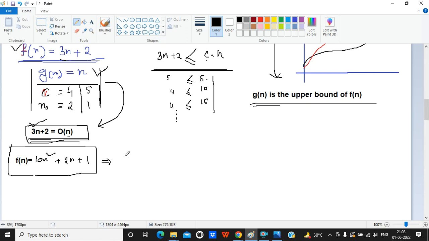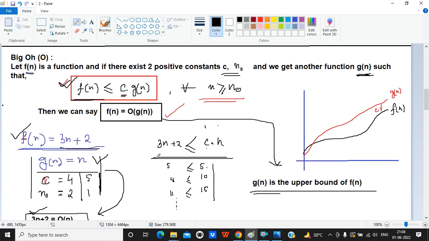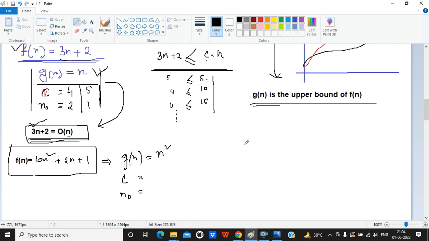For this function, we also need to find a perfect g of n, a c, and an n0. Can you guess what will be the g of n value and what will be the c and what will be your n0? It will be n square. g of n will be n square, exactly, because you have to consider the highest power. We need to consider the highest power here because we are finding the upper bound.